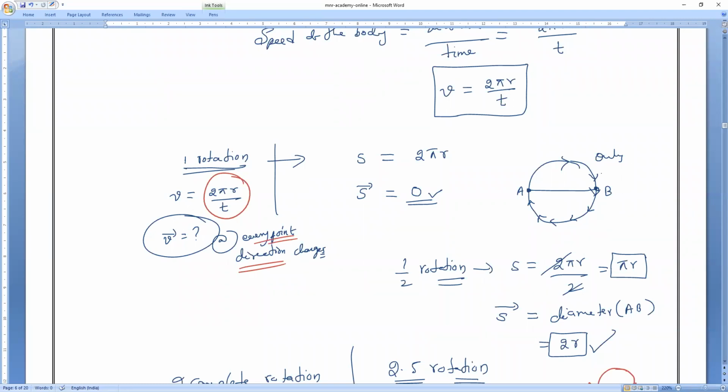Suppose here I say the velocity of a body is 30 meter per second towards the south. Here the velocity of the body is 30 meter per second towards the north. Is it the same in both cases? No, sir. So then acceleration is changing, correct? Velocity is changing means acceleration is changing. Understood? Yes, sir.